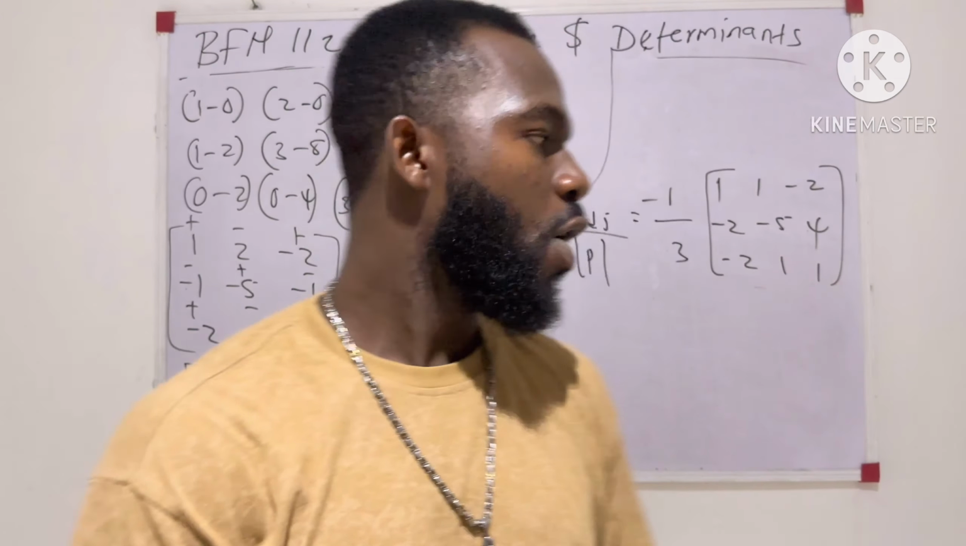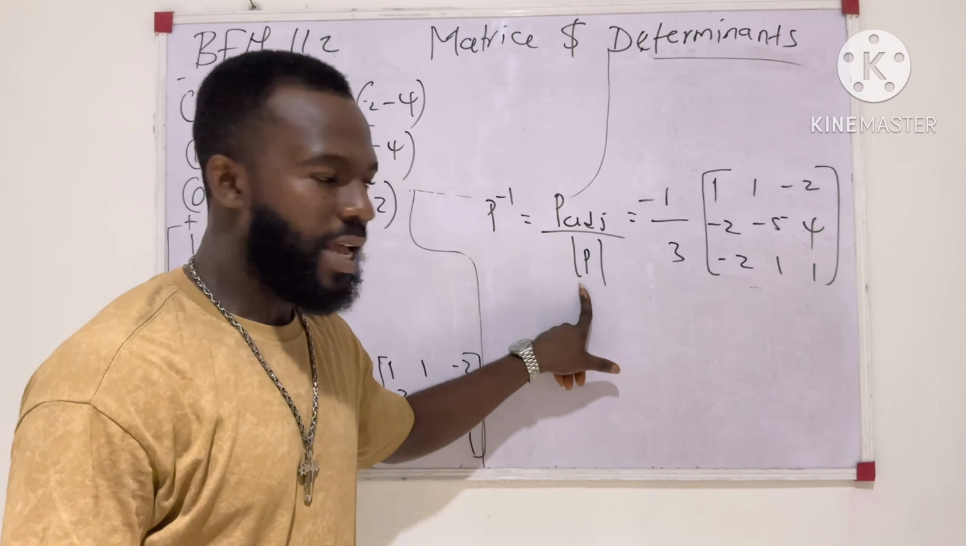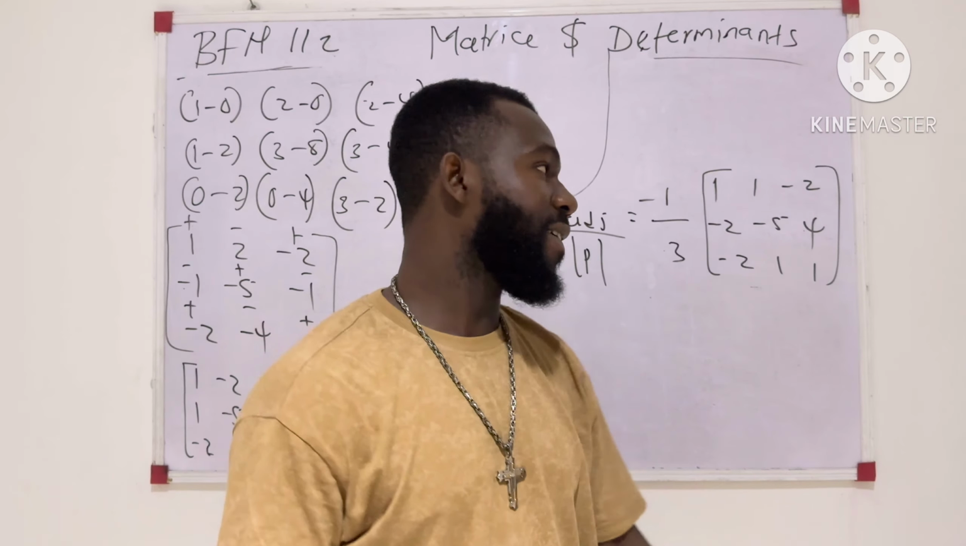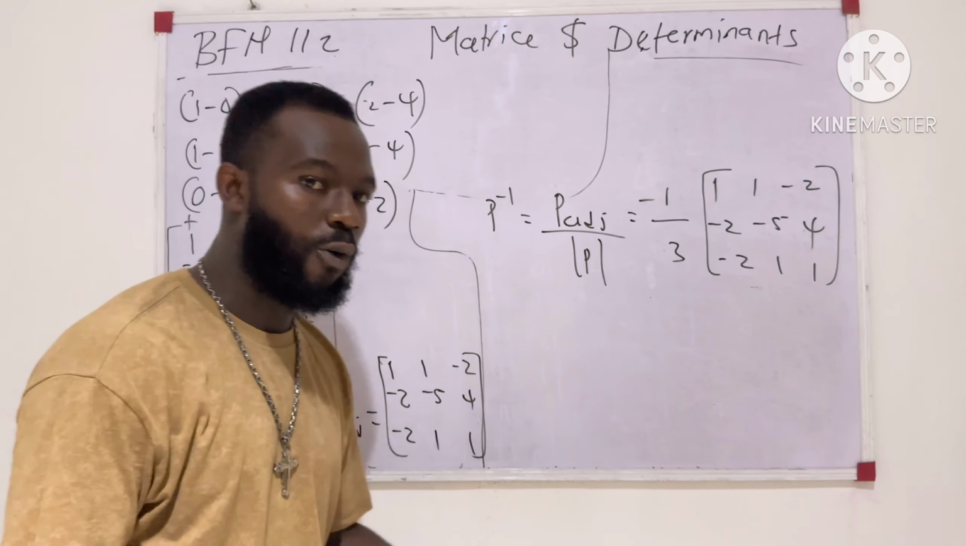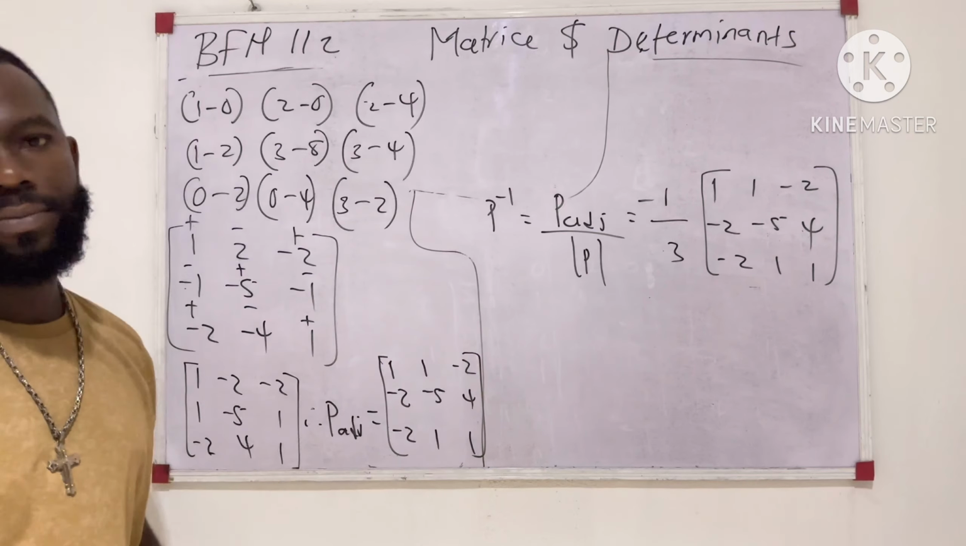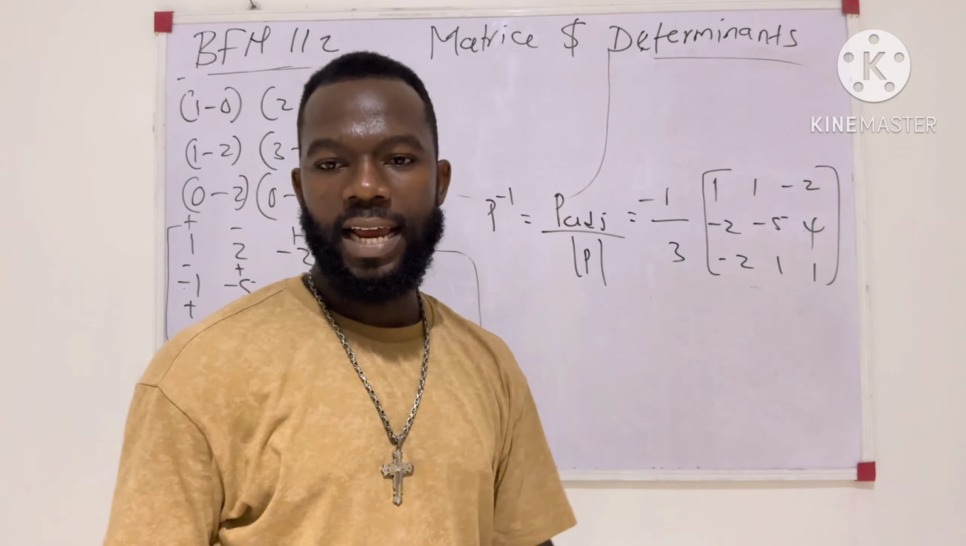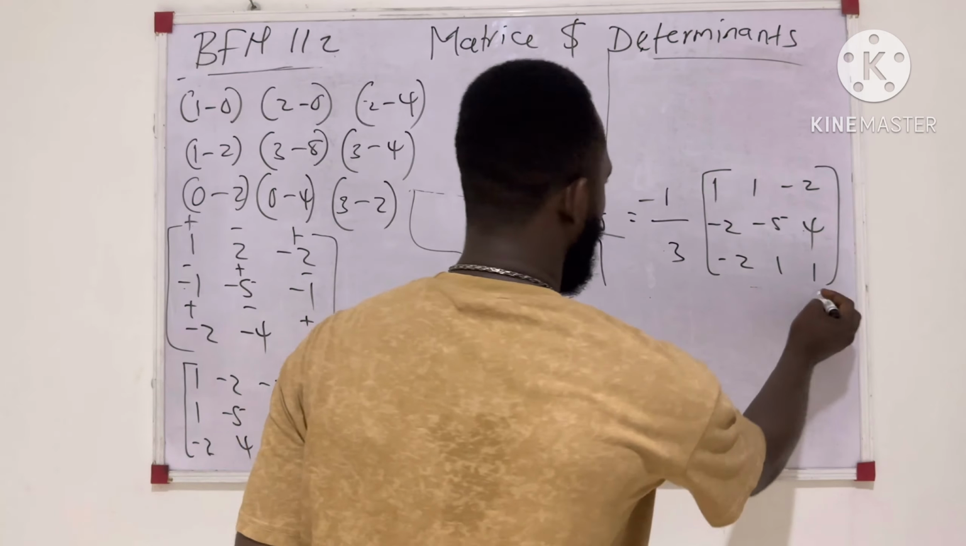So class, you see, all of this has to do with steps. What was our first step? We solve for the determinant of P. And after this, we look for the minor. And after the minor, we look for the cofactor. And after the cofactor, we look for the transposition of the cofactor to get our adjoint. And then after this, we substituted all of this into the function. And then we got this answer.